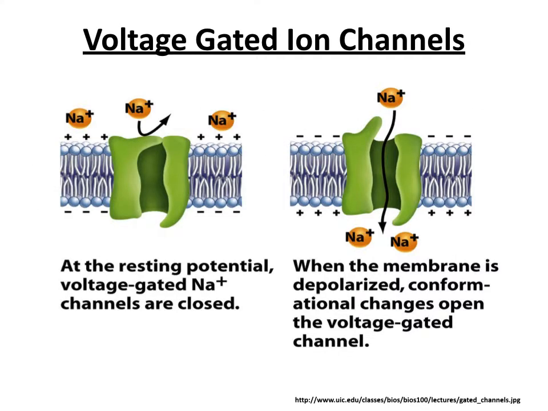So, voltage-gated ion channel activity. Over here is the resting potential, when voltage-gated ion channels are closed. Then, as you remember, when threshold is reached for an action potential to occur, these voltage-gated sodium channels open up, sodium rushes in, membrane depolarization happens super fast, and you have an action potential.